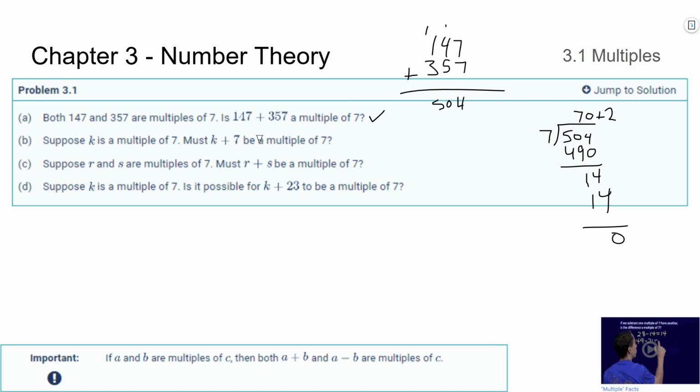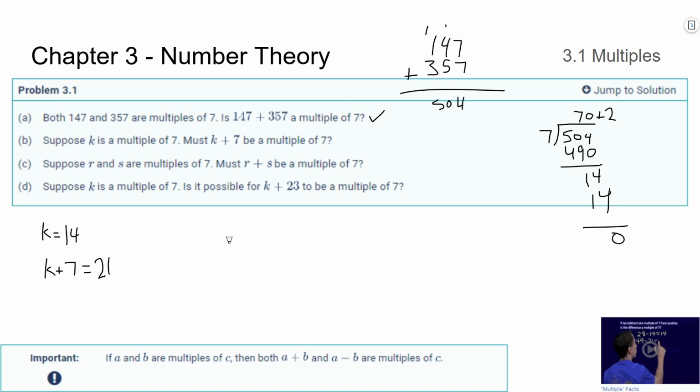All right, so B, suppose that k is a multiple of 7. Must k plus 7 also be a multiple of 7? Well, let's see how we can approach this. So let's say k is equal to 14. That's a multiple of 7, right? So k plus 7 would equal 21. Well, that's a multiple of 7 also. What if k was 21? Then k plus 7 would be 28, and that's another multiple of 7. So it seems to check out.